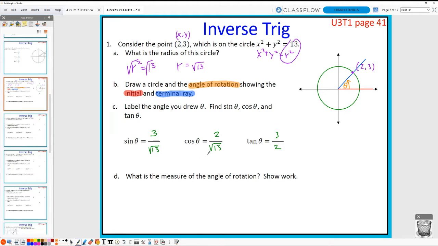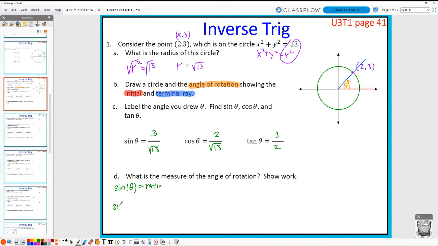All right, now, this is the part that's going to be kind of tricky. What is the measurement of the angle of rotation? What is this theta? I don't know if you remember from geometry, you should, that when you have sine, cosine, or tangent of an angle, I'm going to just use sine as an example, but this is true for cosine and tangent. If you have sine of some angle, represented as theta here, that's going to give you a ratio, right? That's why we have opposite over hypotenuse, adjacent over hypotenuse, opposite over adjacent. That's what the ratio is.